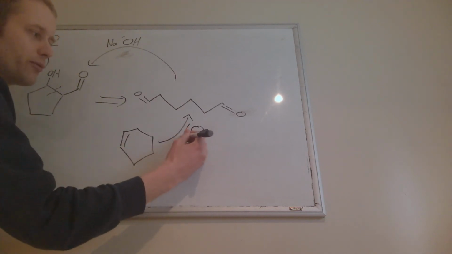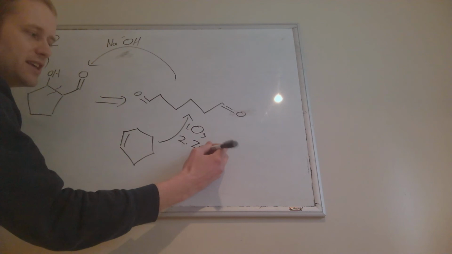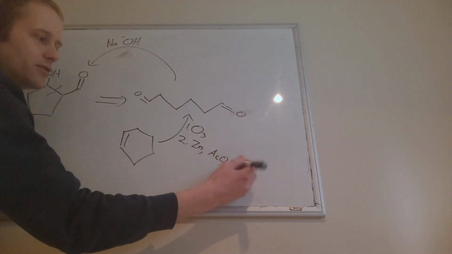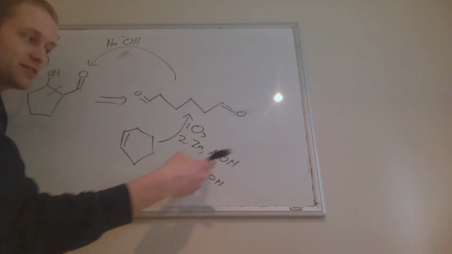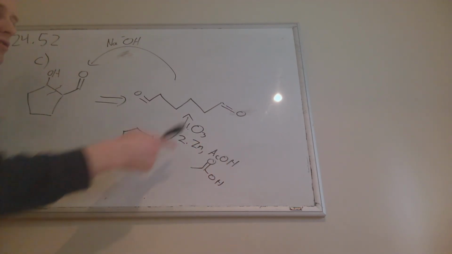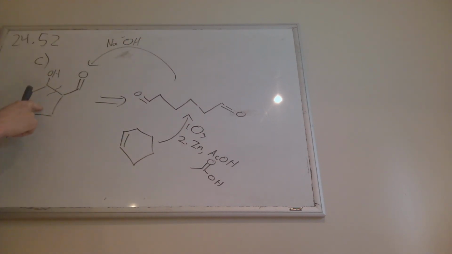So we'd use O3 in the first step, and then we'd use some sort of reducing agent. Zinc and acetic acid is usually what I use. This is acetic acid, AcOH is the same as this. And when we use these conditions, it gets us to this. When we use sodium hydroxide, it recondenses like this.